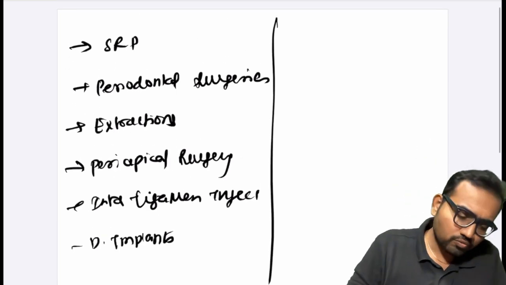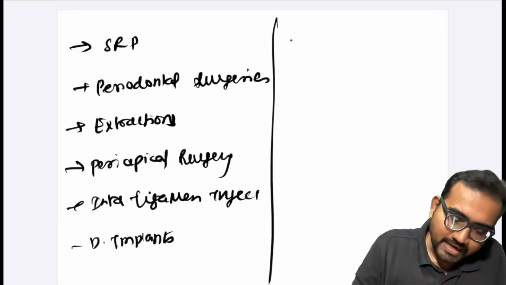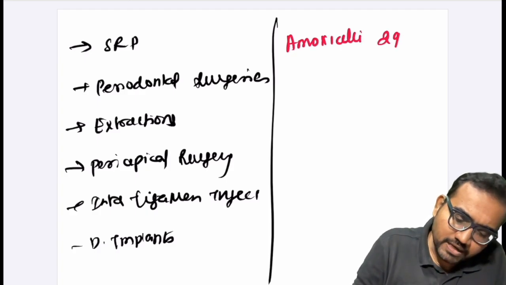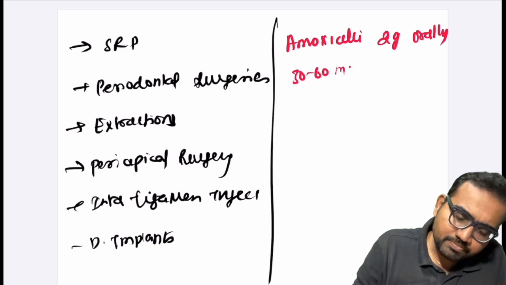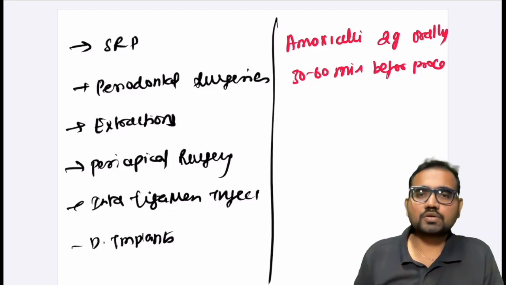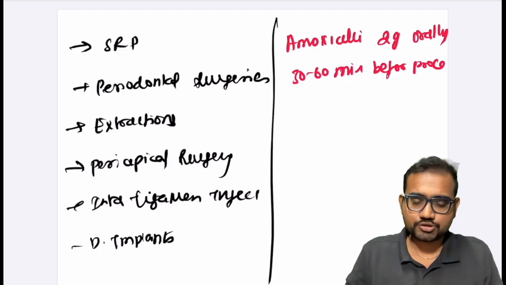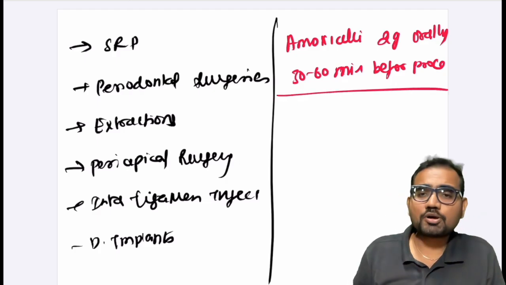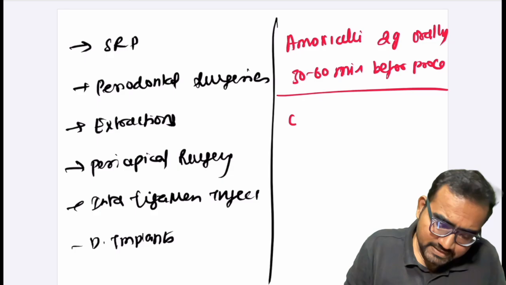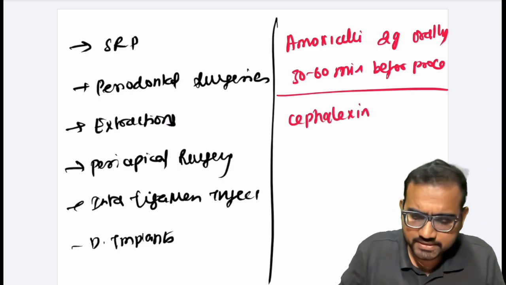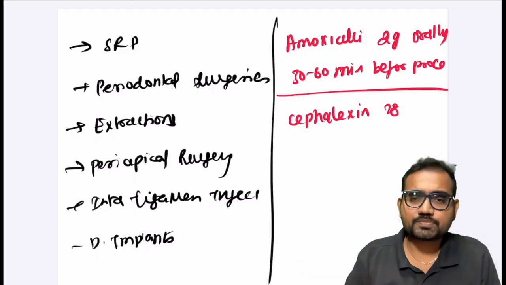Okay. So what antibiotic prophylaxis should I give? I can prescribe amoxicillin 2 grams orally 30 to 60 minutes before the procedure. If the patient is allergic to amoxicillin, I can give cephalexin. Cephalexin 2 grams orally 30 to 60 minutes before the procedure.